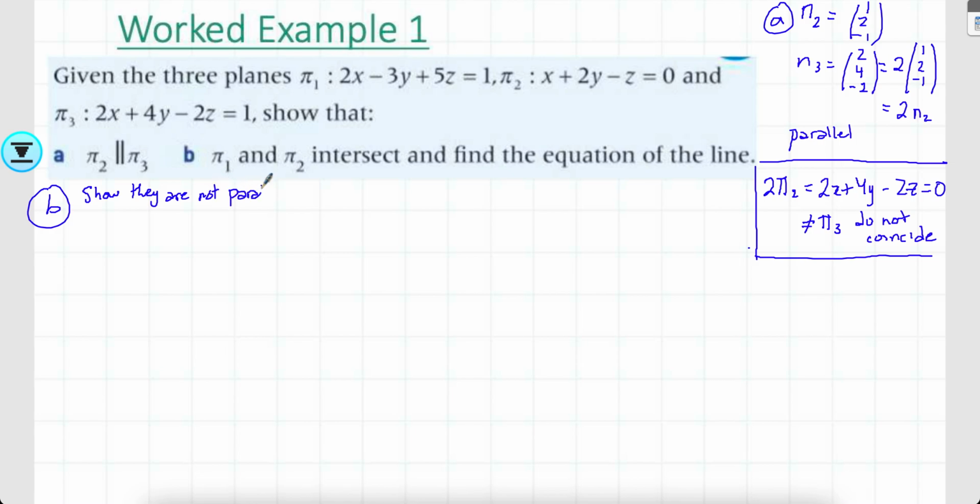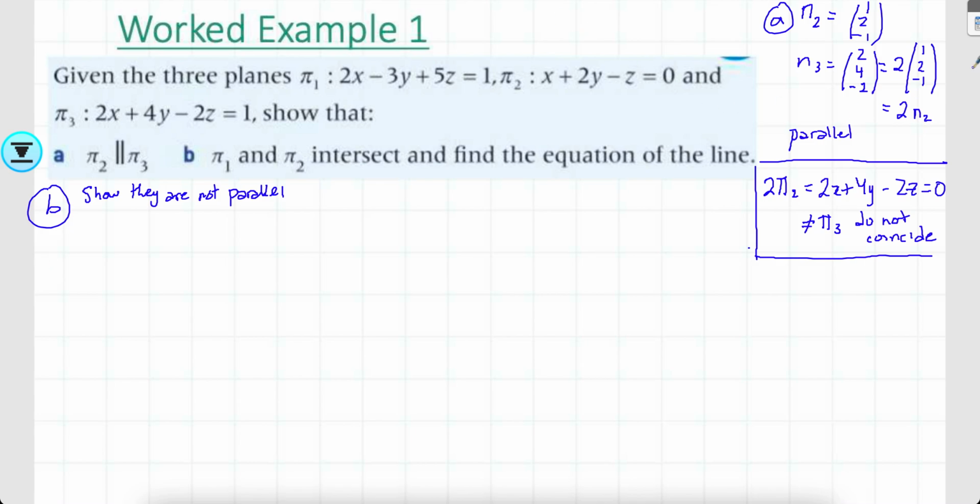I'm not gonna go through that. You can just show that it's not a multiple of each other, just pointing it out. So then if they're not parallel, then immediately the only other possible situation is that they intersect. So you don't have any third option in here. So if they intersect, it means we need to solve the simultaneous equation.